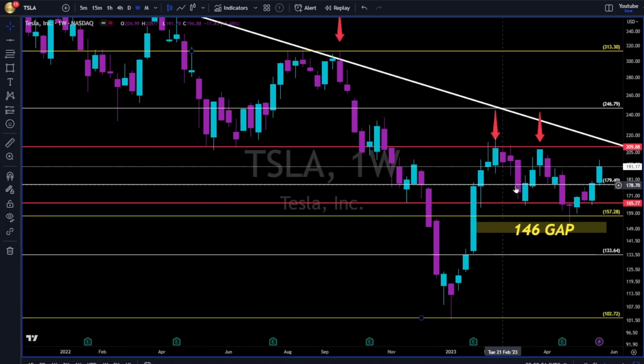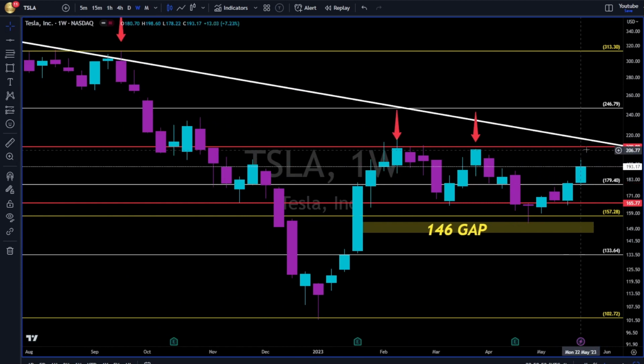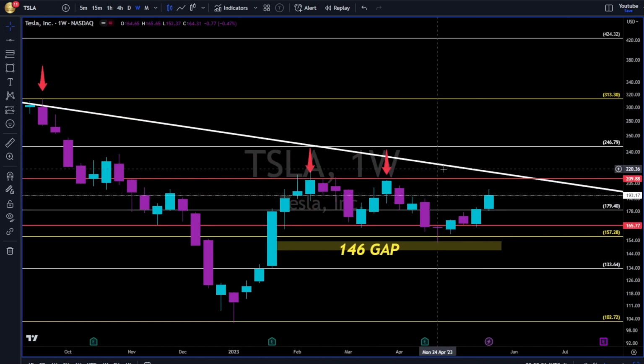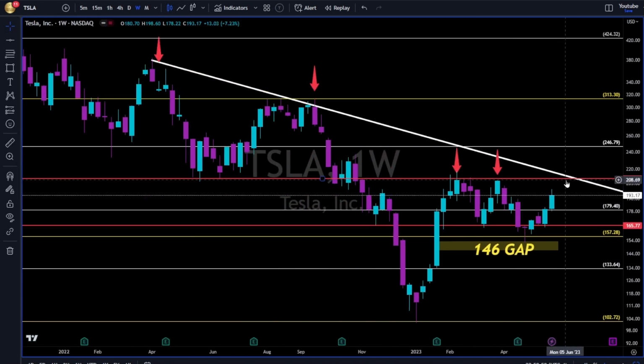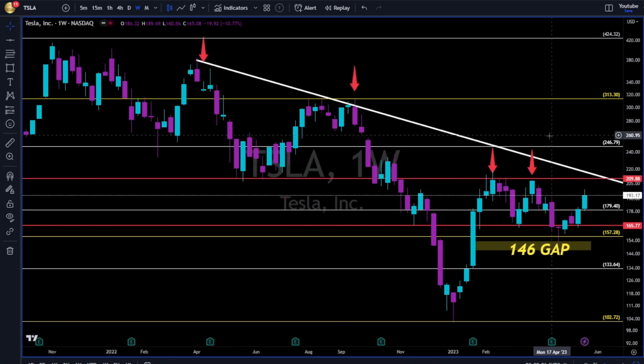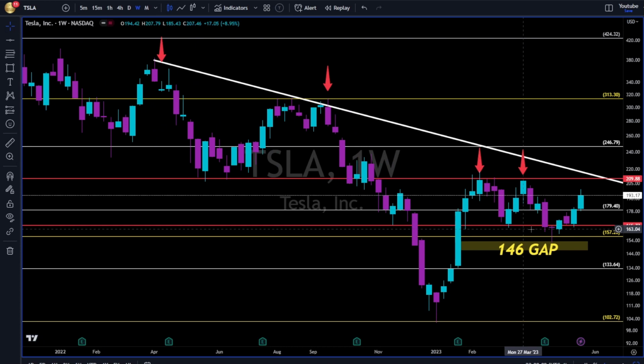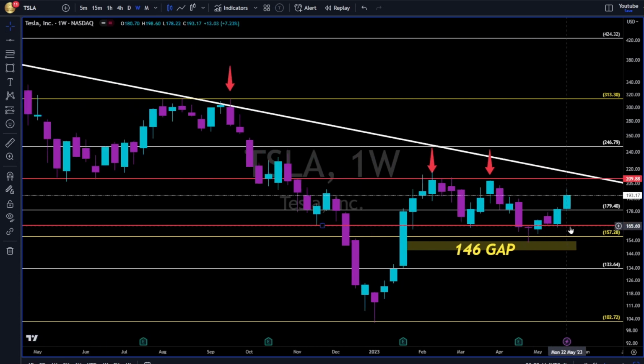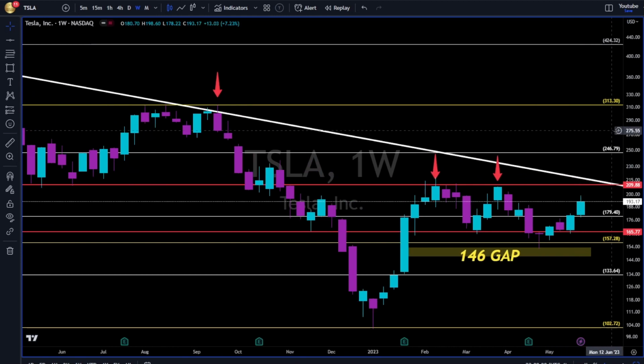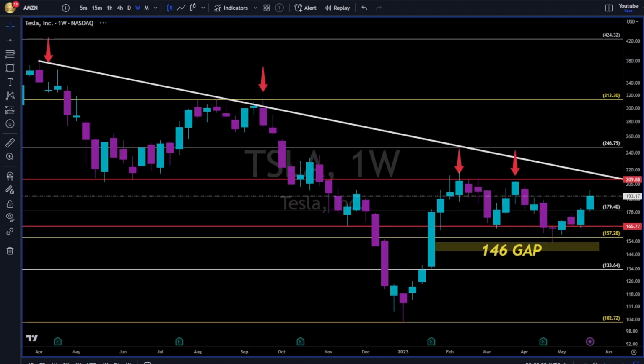Tesla, 180 to the downside, 210 to the upside is the next resistance. 210 together with this white trend line that goes back to April of 2022. Let's see where Tesla is taking us. For now, 165 to the downside, very important level of support. 210 together with this white trend line will be a very tough test for Tesla bulls.